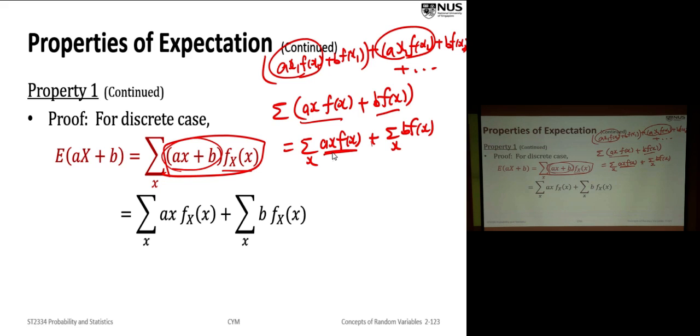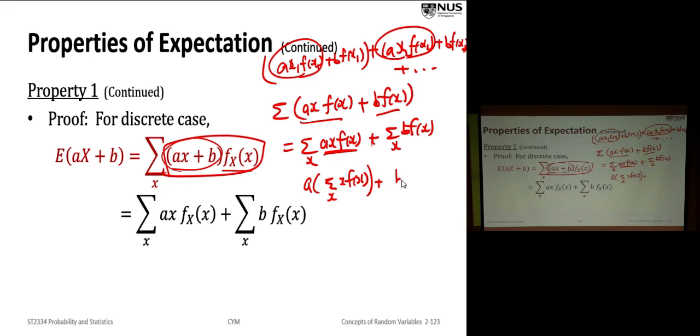Is x a common factor? Common factor means that this factor appears in every term. A appears in every term. X also appears in every term? No, x is the running subscript. That means it keeps changing. Different terms have different x values. So x is not common to every term. All right? So only a. So I bring out a as a common factor times summation x f of x.